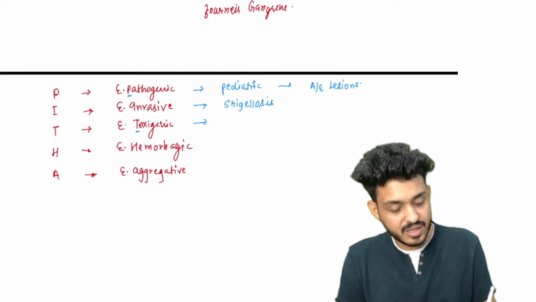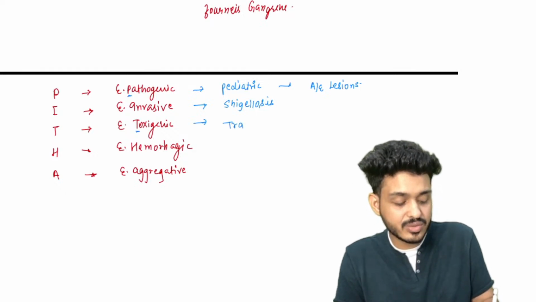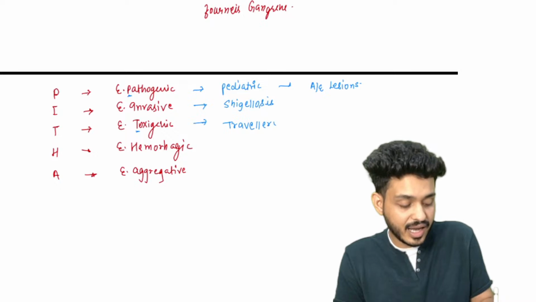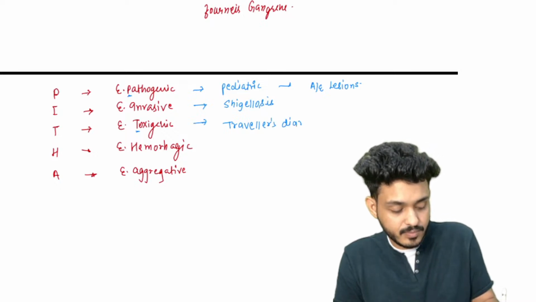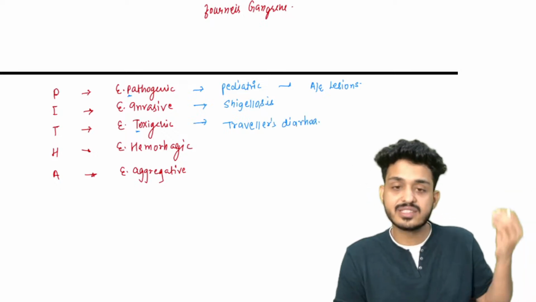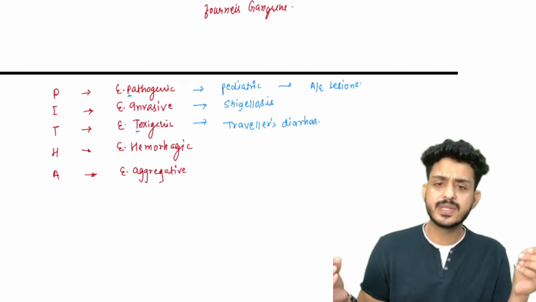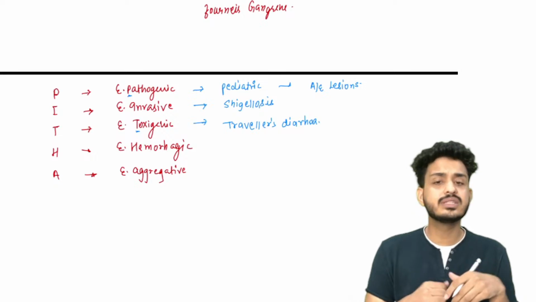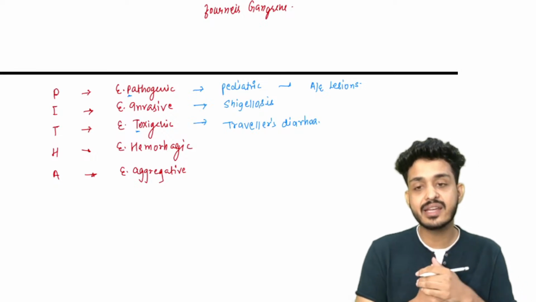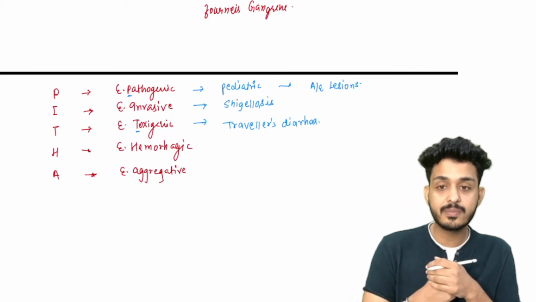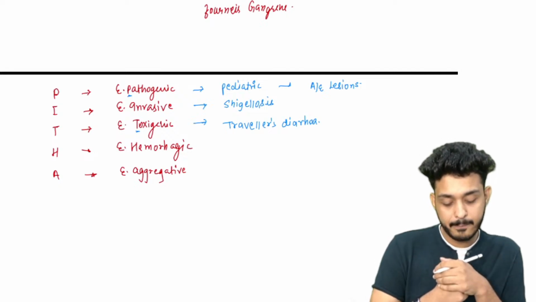Enterotoxigenic, just remember T for toxigenic, it will be causing which diarrhea? That is known as traveler's diarrhea. So when a traveler is coming to India, what will happen? He will be eating something outside, right? The bacteria will go inside and it will be causing diarrhea in that particular patient, right? So this is known as traveler's diarrhea.